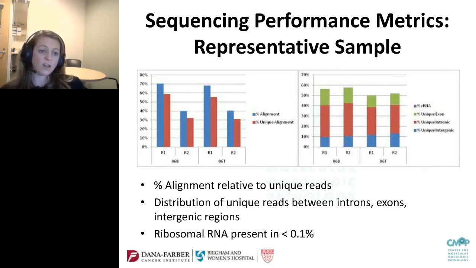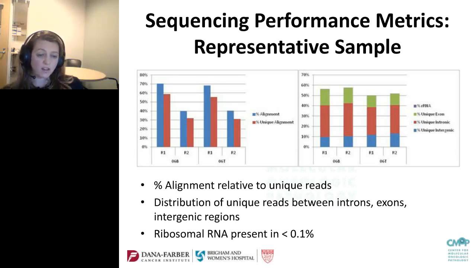Okay, just to hone in on some of the sequence performance metrics. I just pulled out a representative sample, in this case sample 6. On the left-hand side, when Svetlana initially takes a look at this data, she aligns everything, and then she goes in and looks at what's uniquely aligned.